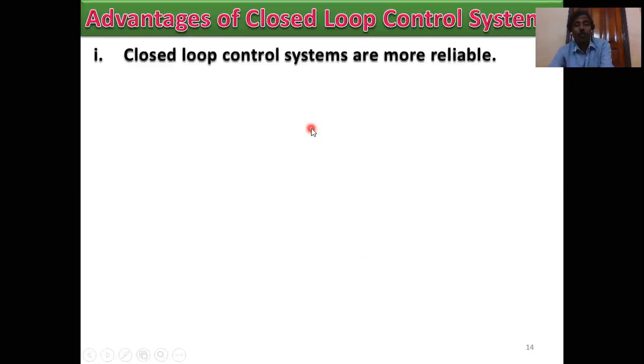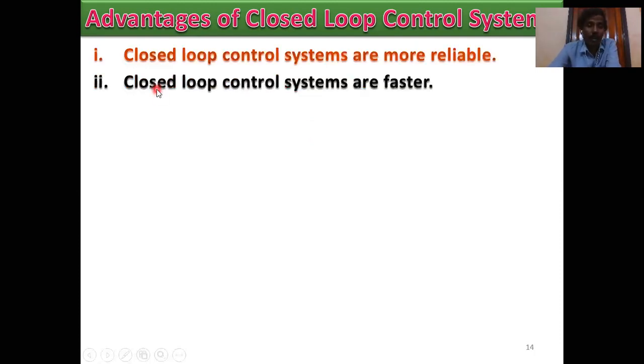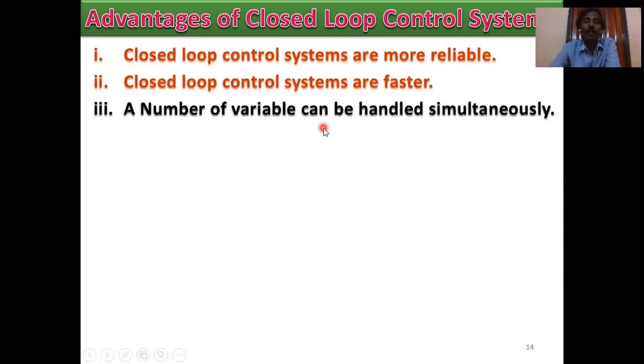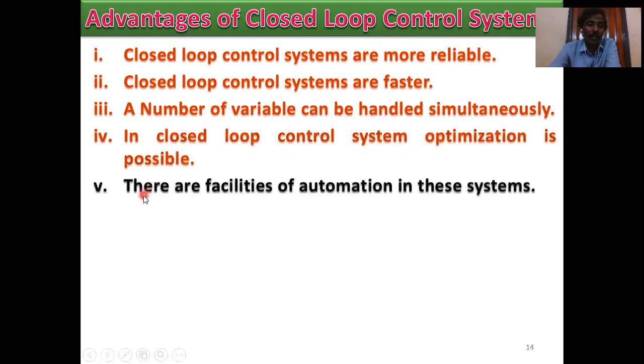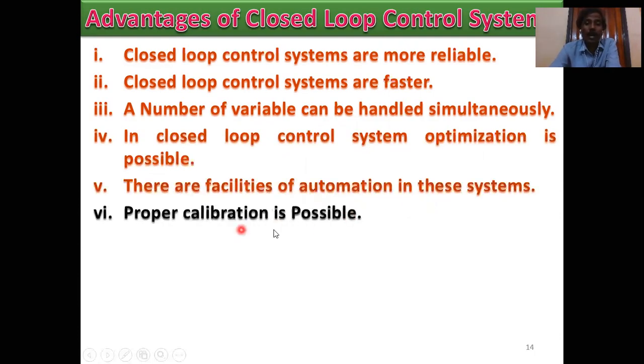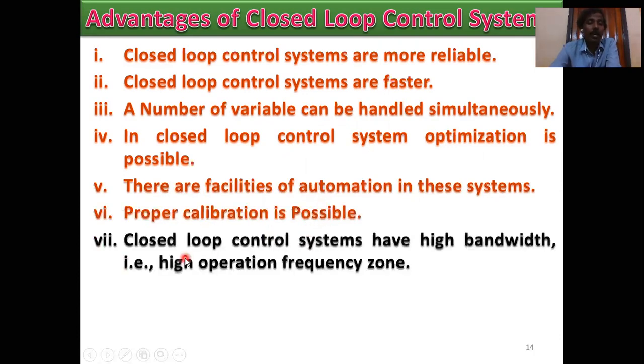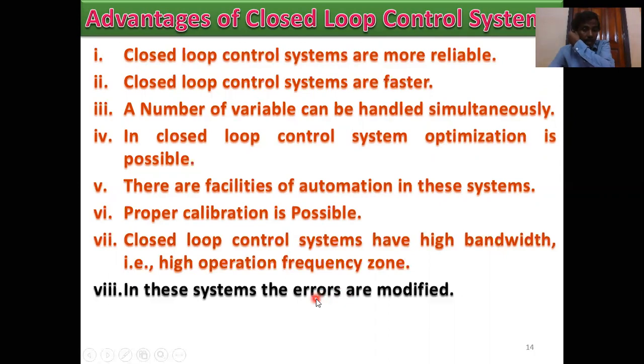So what are the advantages of closed loop control systems? Closed loop control systems are more reliable. They are faster. A number of variables can be handled simultaneously. Optimization is possible. There are facilities for automation in these systems. Proper calibration is possible. Closed loop control systems have high bandwidth, that is, a high operation frequency zone. In these systems, the errors are corrected.